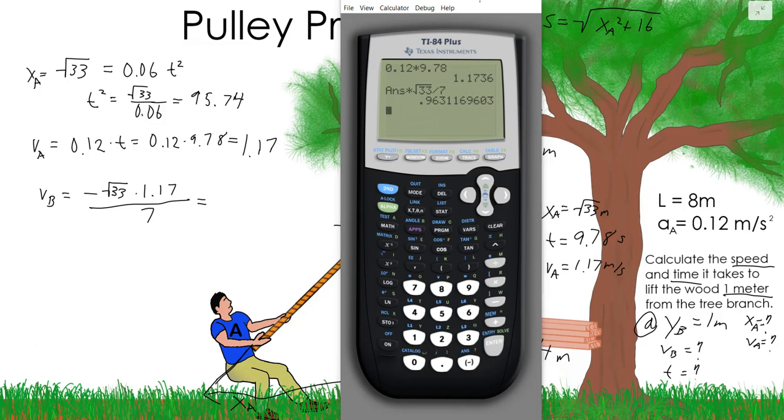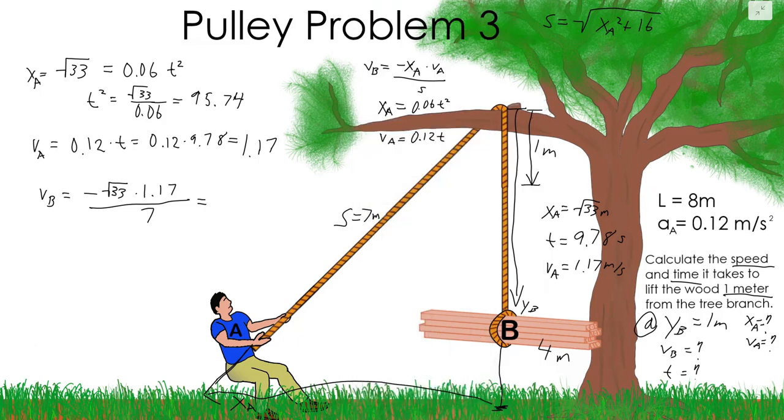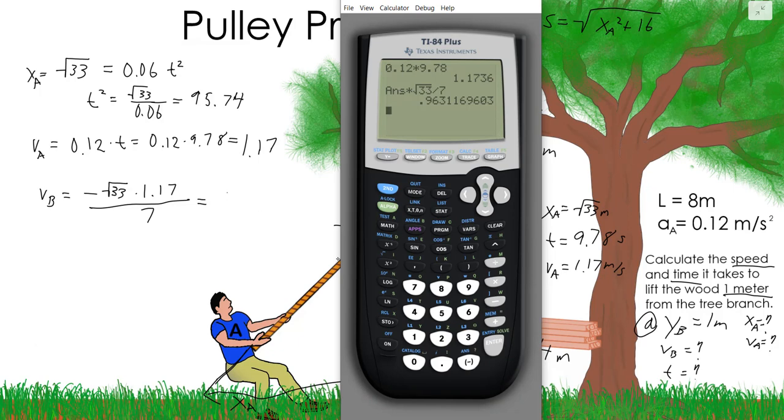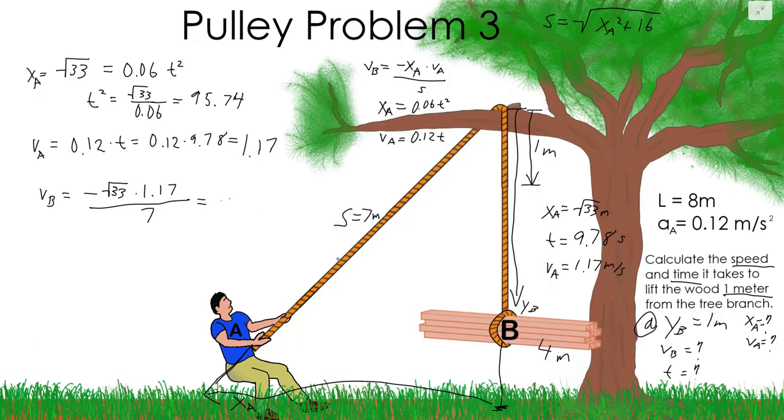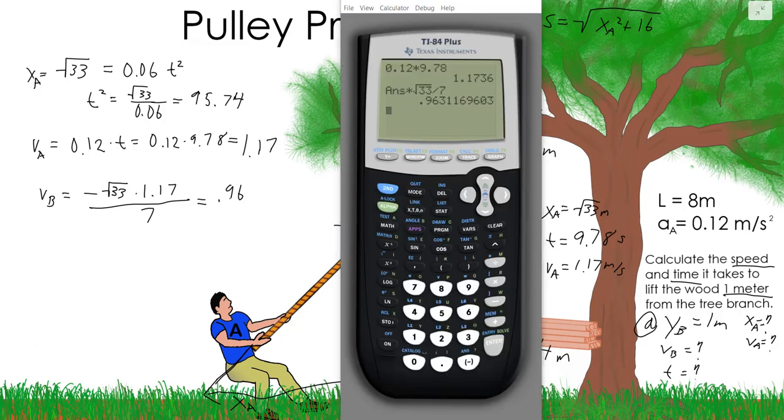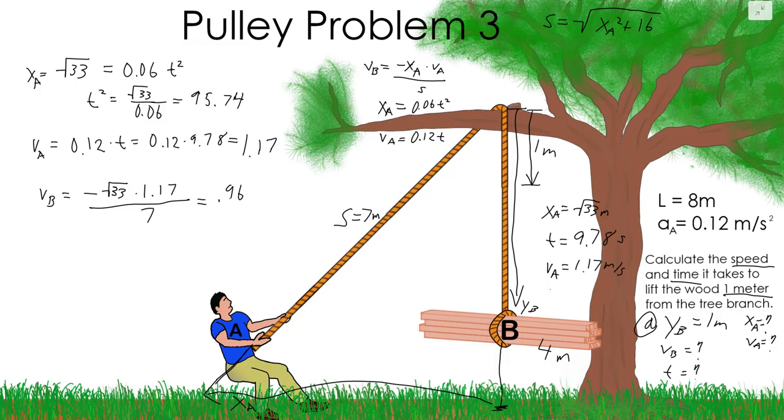However, basically it's saying that it's shrinking, this vector right here. The vector is shrinking itself from a larger arrow to a shorter arrow. That means the wood is going up. So let's just leave it positive, okay? We're going to leave that portion as positive. So it's 0.96, that's good enough. So vB equals 0.96 meters per second.